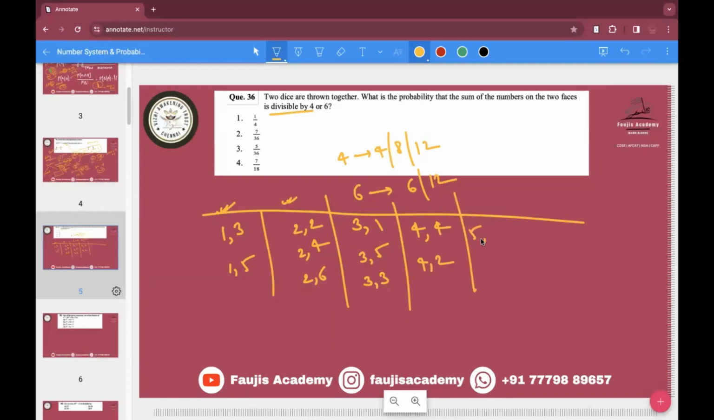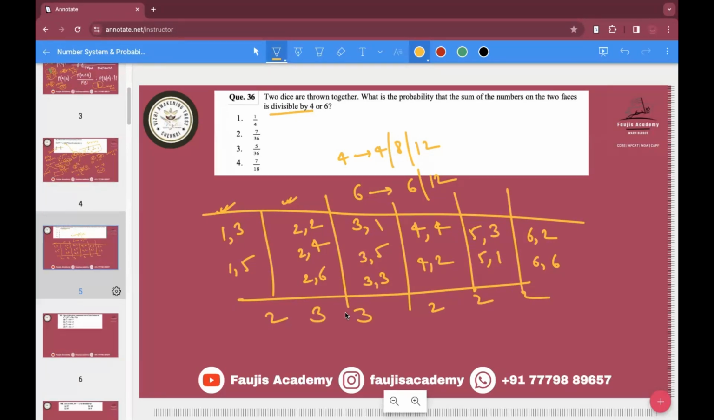5, 3, 8, 5, 1, 6, 5, 7, 12. No. 6, 6, 2, 6, 6. Is there any other possibility, guys? Is there any other possibility? No, sir. 3, 3, 6. 6 plus 8 is how much? 14. And how many total possibilities are there? 7 by 18, sir. 36.